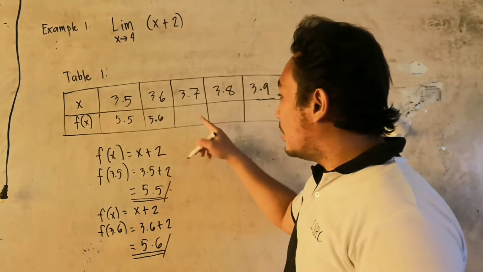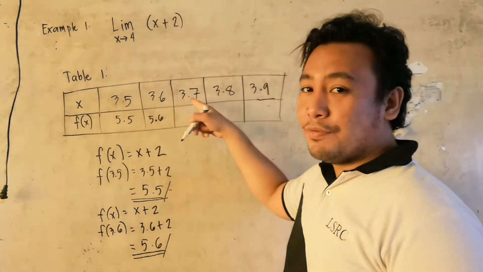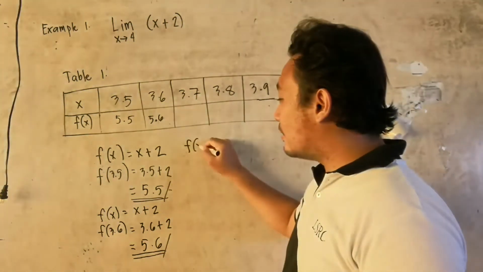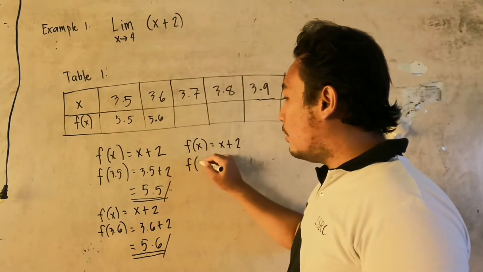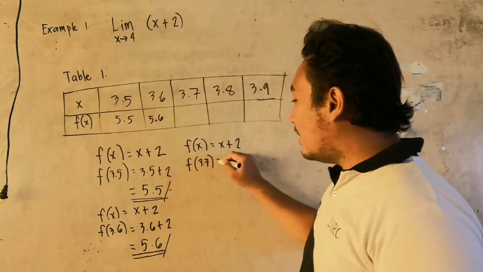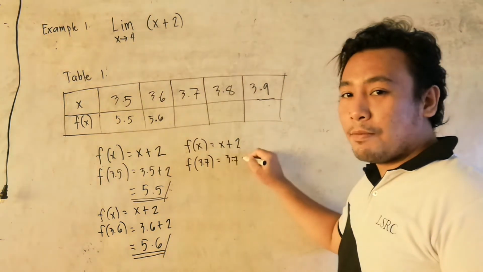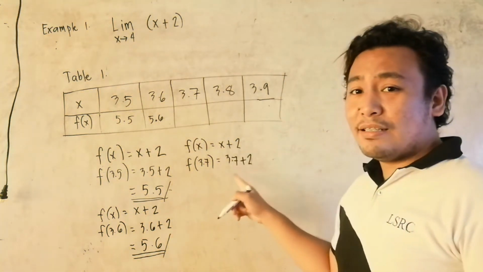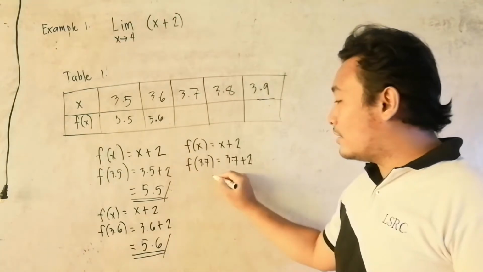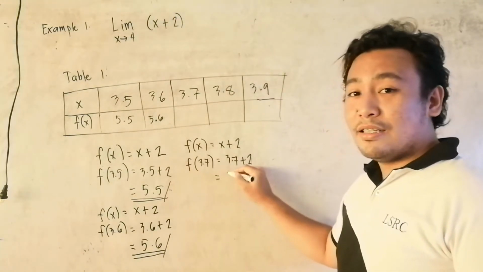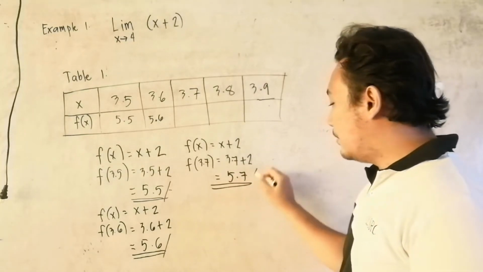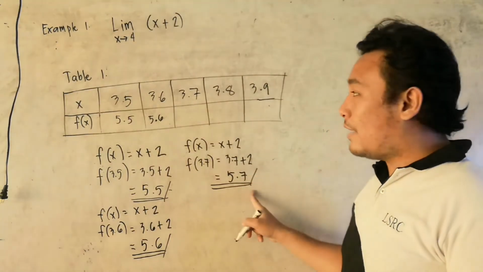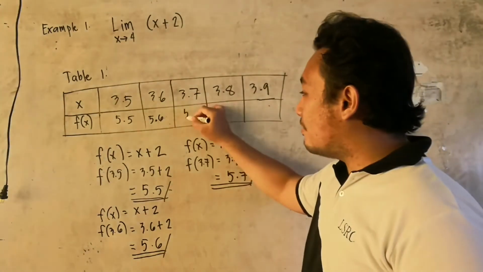So next, 3.7. The next value of x is 3.7. We have f of x is equal to x plus 2. F of 3.7 is equal to 3.7 plus 2. And what is 3.7 plus 2? That is equal to 5.7. So the next value of f of x is 5.7.